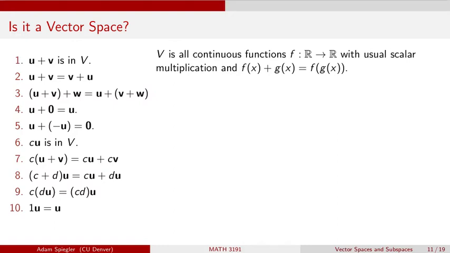Okay, so now let's take a look at the same set of objects as in the previous example. So V is still going to be all continuous functions, single variable functions that map real numbers back into real numbers. And we're thinking of just the continuous functions. We're going to use the same scalar multiplication, but now we're going to define addition of two continuous functions differently. Rather than add the two together in the typical addition sense, we're going to define addition of two continuous functions to be the composition of those two functions.